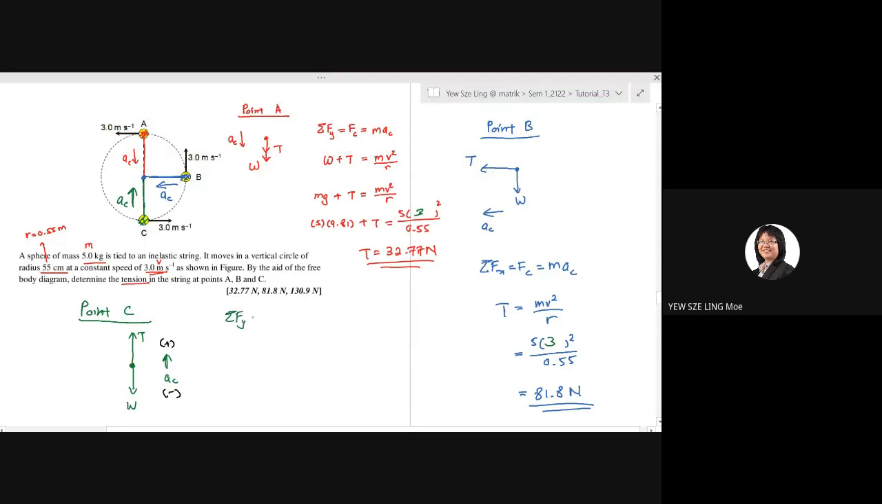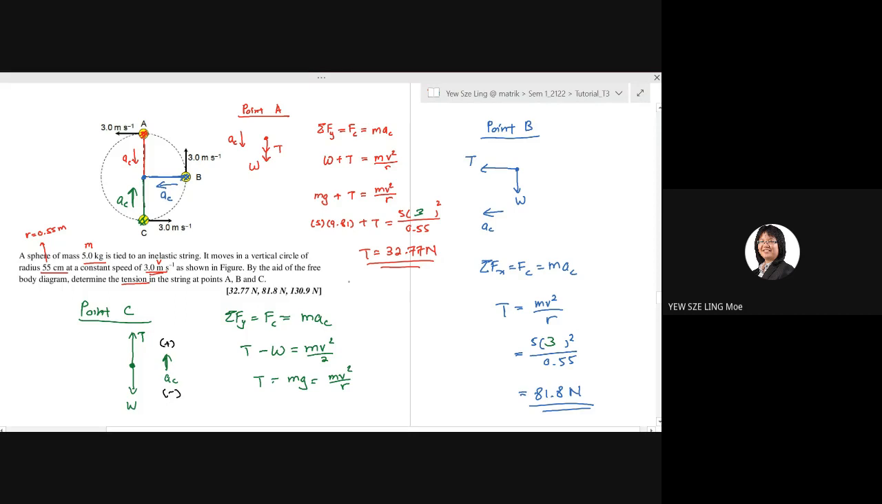Summations Fy is equal to Fc, which is then equal to mAc. Fc, now according to my free body diagram, I have two forces that are parallel to AC. Okay, one going up and one going down. They are pointing towards opposite directions. So which means we need to subtract them. How to subtract them? You look at the direction of AC. AC going up means T is a positive value. So T minus W equals mv squared over r. Okay, so T minus mg equals mv squared over r.